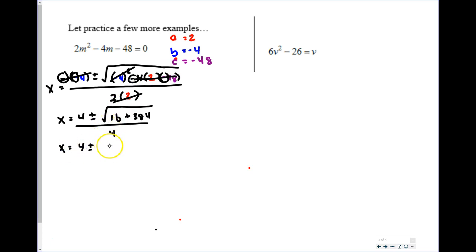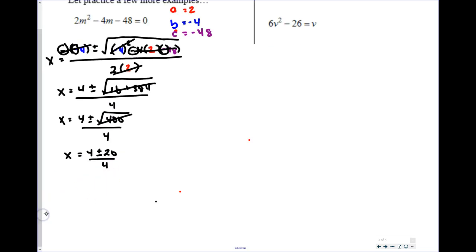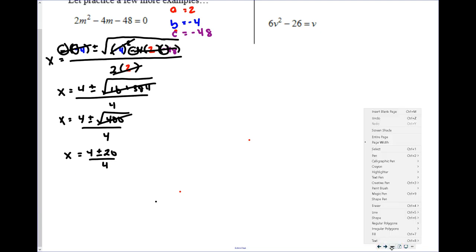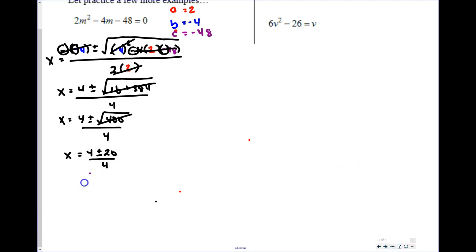Now carry down the 4. 16 plus 384 gives me 400 over 4. And the square root of 400 is actually a perfect square. The square root of 400 is actually 20. So I'm going to have 4 plus or minus 20 all over 4. And then here's the part where you break it into two pieces. Okay, I'm going to take the positive piece, x equals 4 plus 20 over 4, and I'm going to take the negative piece, 4 minus 20 over 4.